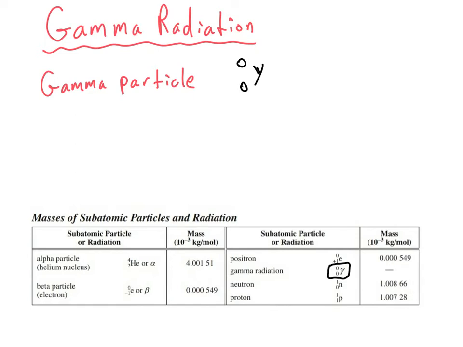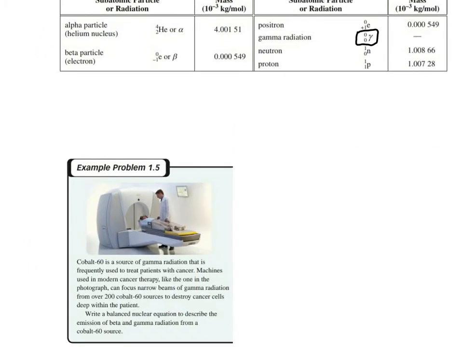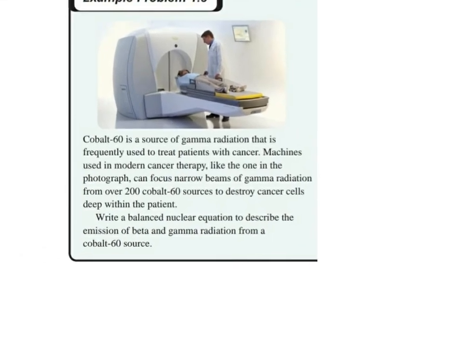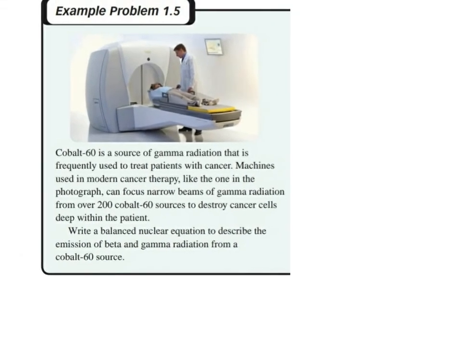So again, we're going to jump right into a question here. There's not much more to say about gamma radiation, so we'll just get right into a question. Cobalt-60 is a source of gamma radiation that is frequently used to treat patients with cancer. Machines used in modern cancer therapy, like the one in the photograph, can focus narrow beams of gamma radiation from over 200 cobalt-60 sources to destroy cancer cells deep within the patient. Write a balanced nuclear equation to describe the emission of beta and gamma radiation from a cobalt-60 source.